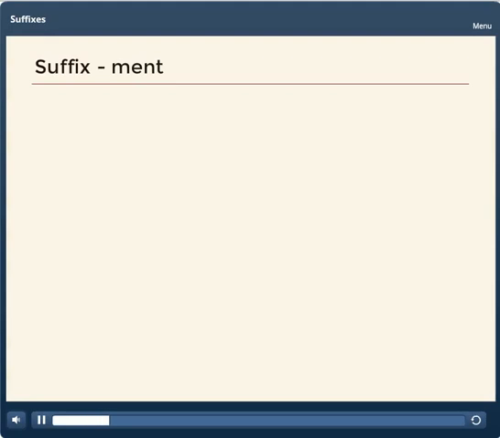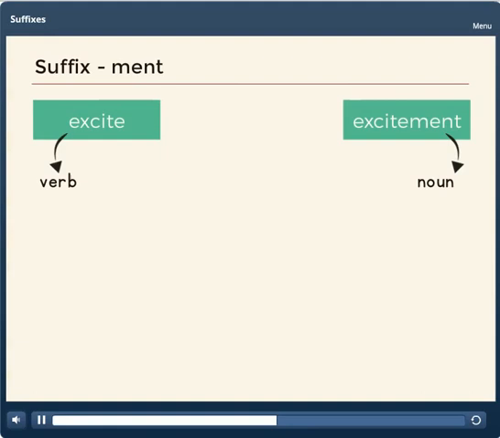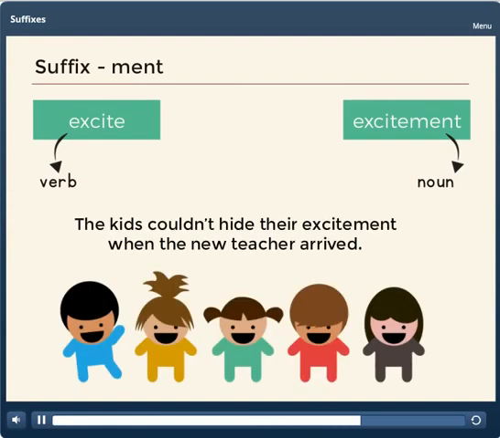Adding the suffix ment also changes a verb into a noun. For example, the kids couldn't hide their excitement when the new teacher arrived.